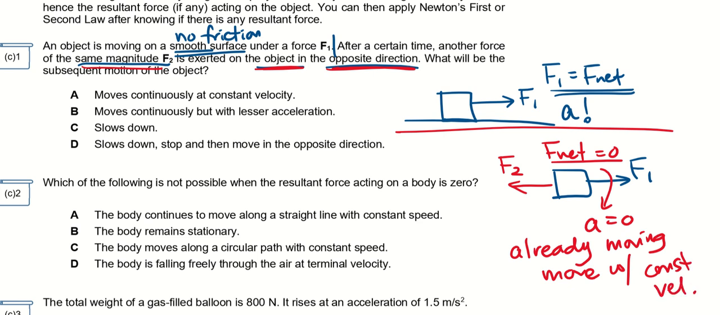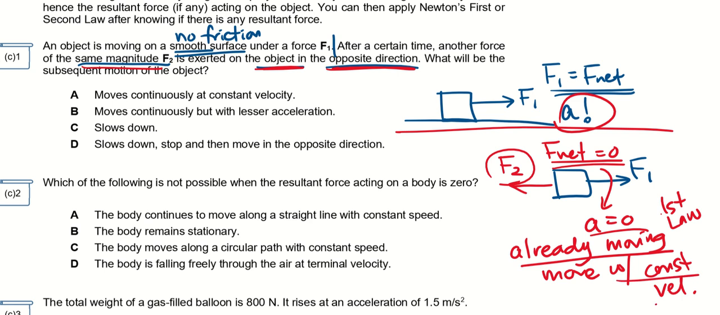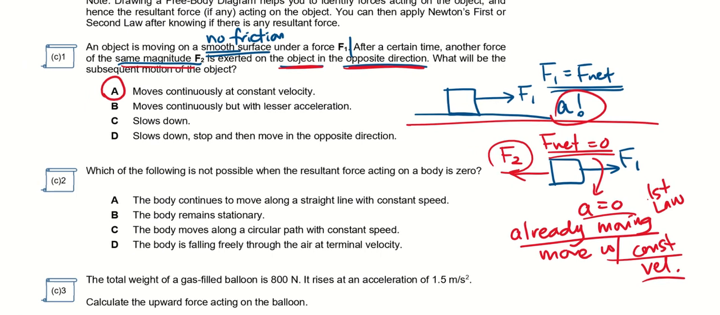Okay, before that, you compare, it was moving with a certain acceleration. That means the velocity will keep on increasing. But now throwing in F2 in the opposite direction, it results in the resultant force to be 0 and the acceleration to be 0. That means it will follow Newton's first law. And since it was already moving, it will move with constant velocity. So answer is A. Okay?